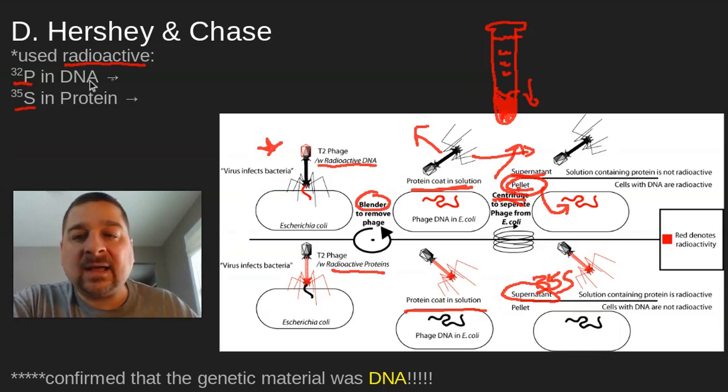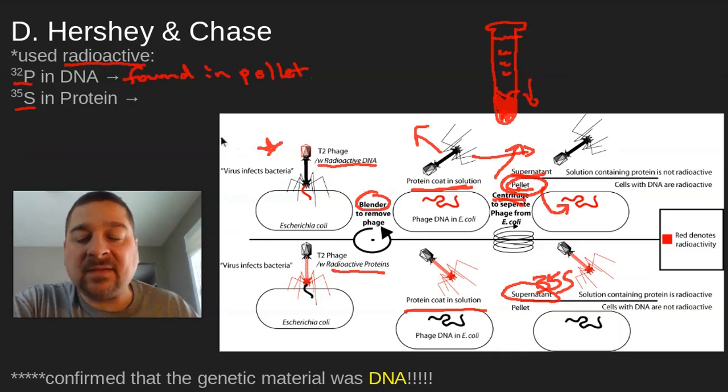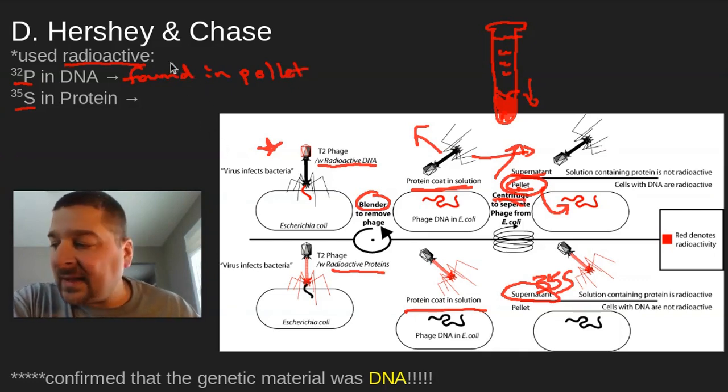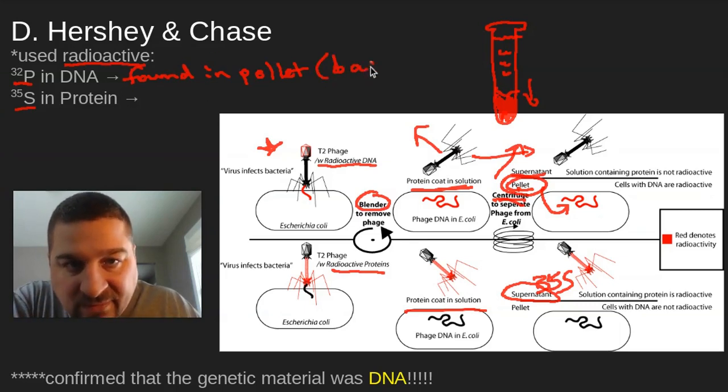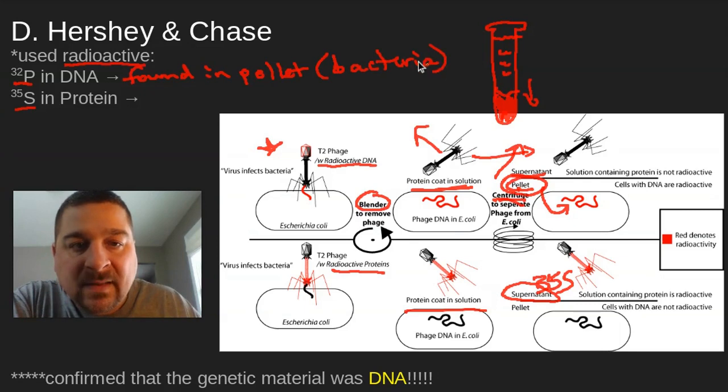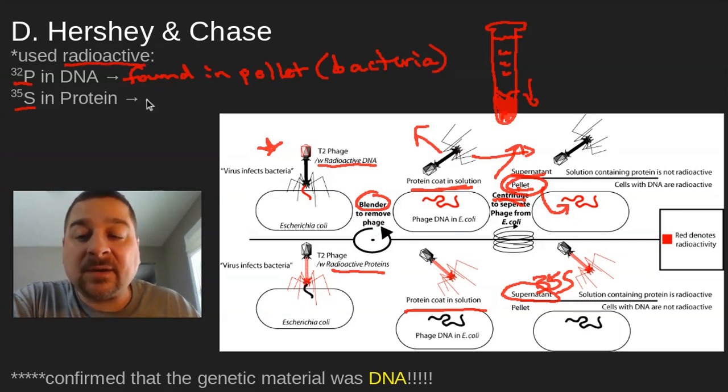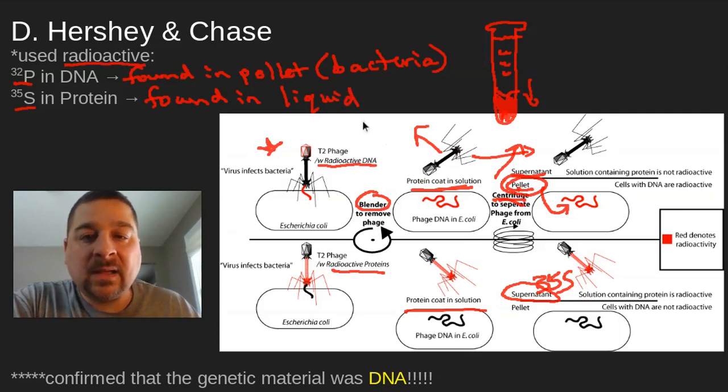So when they used radioactive phosphorus, they found it in the pellet after they centrifuged it, which was where the bacteria were. When they used the radioactive sulfur, they found it in the supernatant, or the liquid part, which would not be in the bacteria.